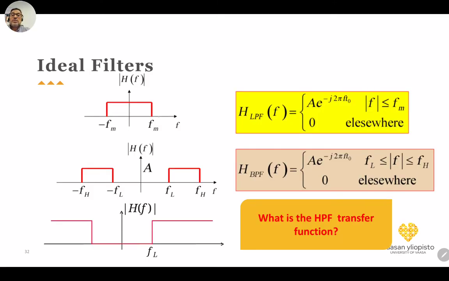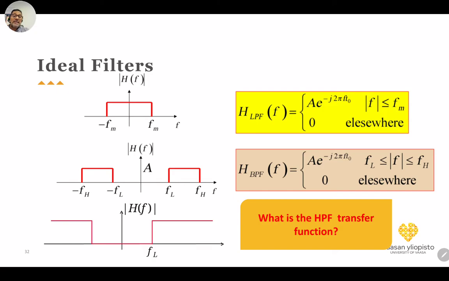This is the ideal filter in the frequency domain, as you can see. This is the low pass filter: we pass from 0 DC up to fM, the maximum frequency that we can pass. The negative side we will talk about when we discuss analog modulation or amplitude modulation. It is just the mirror; we don't have negative frequency, but this mirror appears when we make the modulation. Then we have the band pass filter, where the signal is passed from a lower frequency to a certain higher frequency, and the high pass is from a certain lower frequency to infinity.